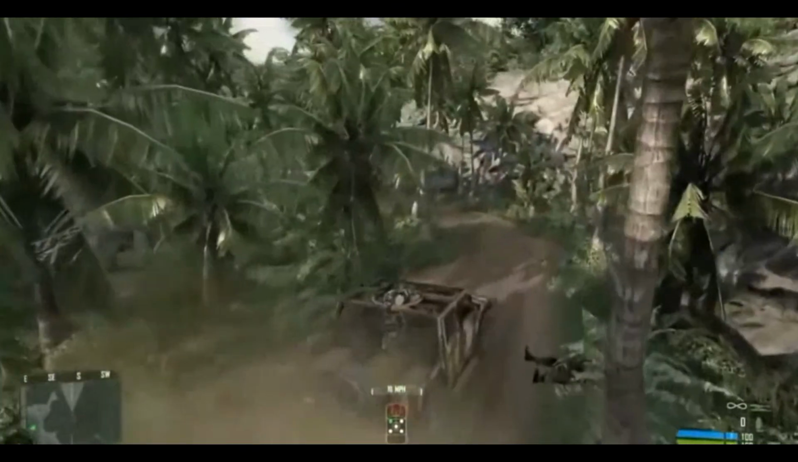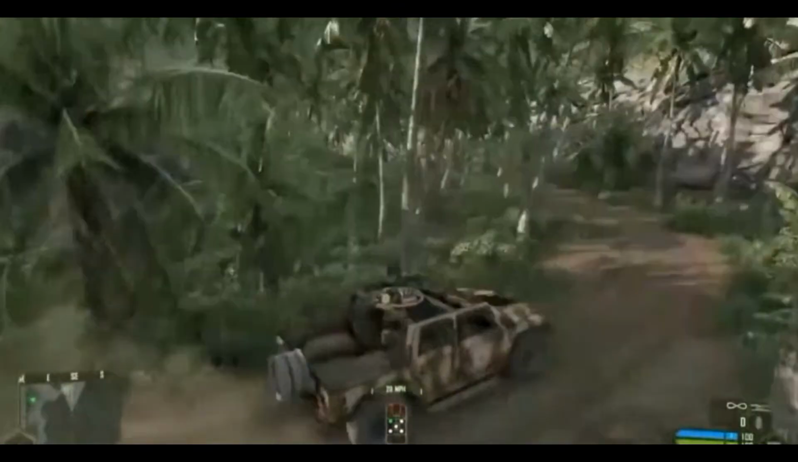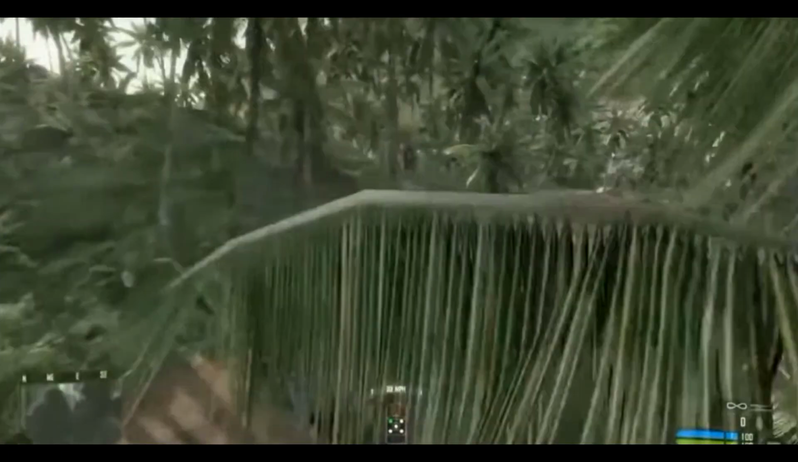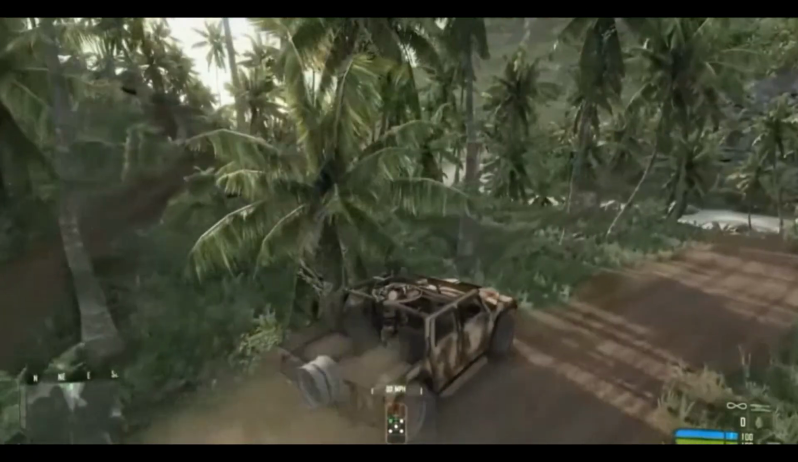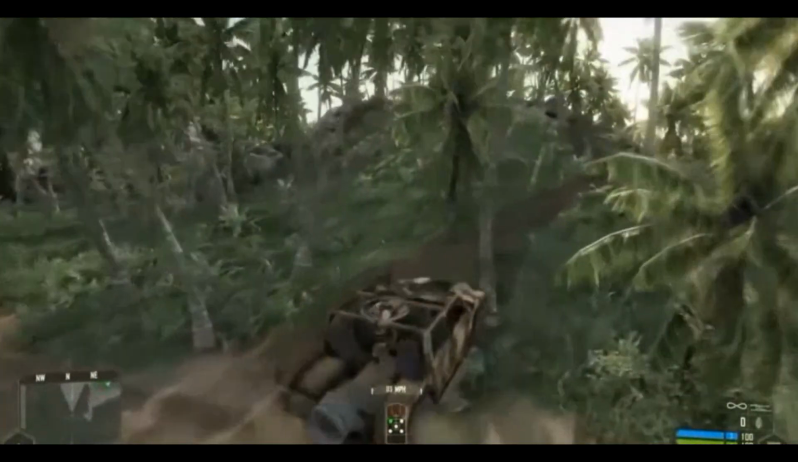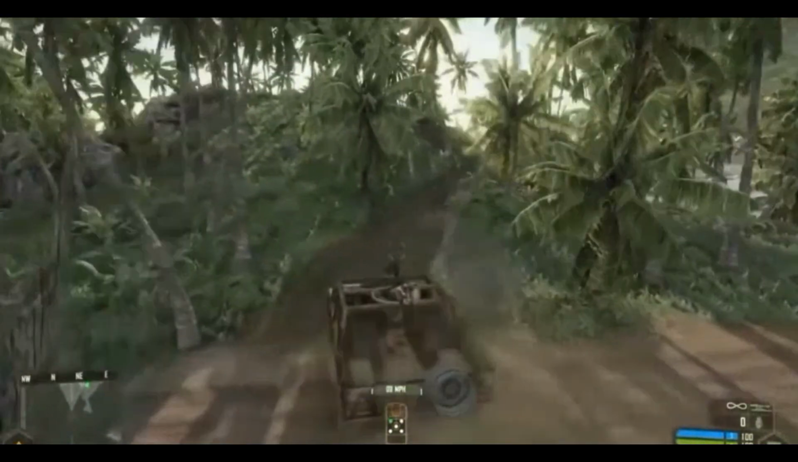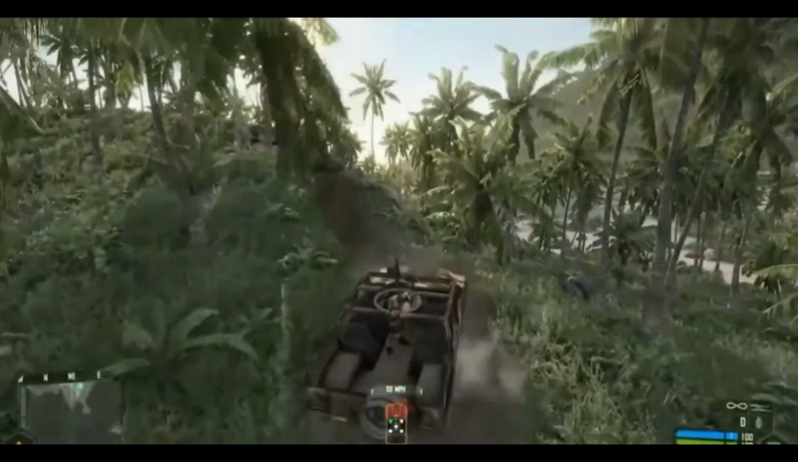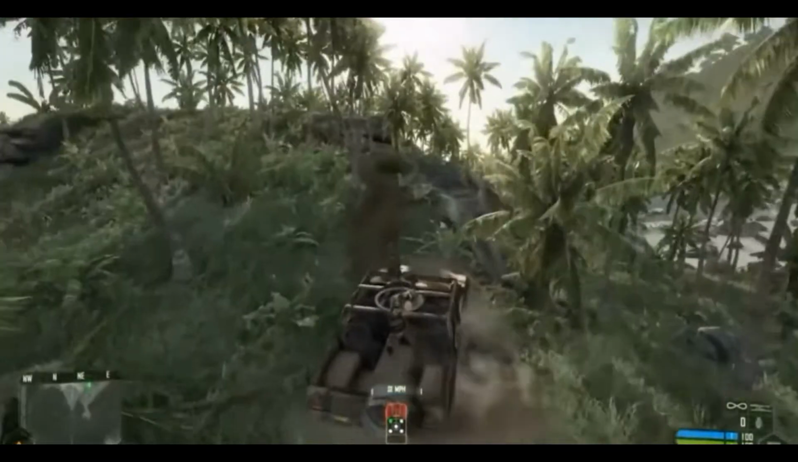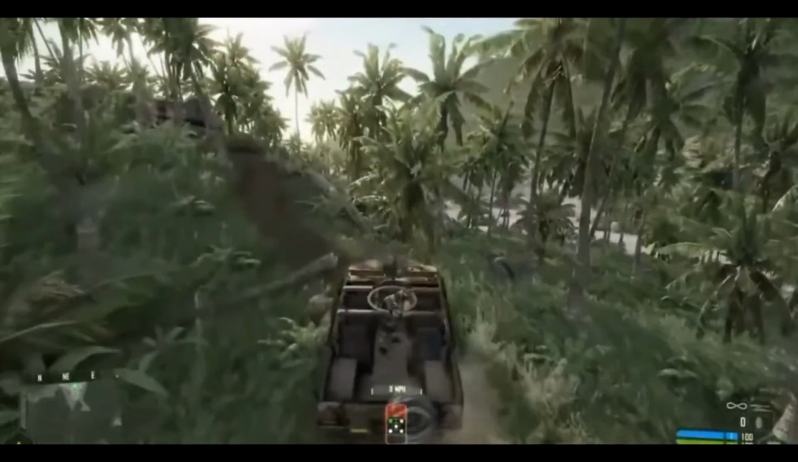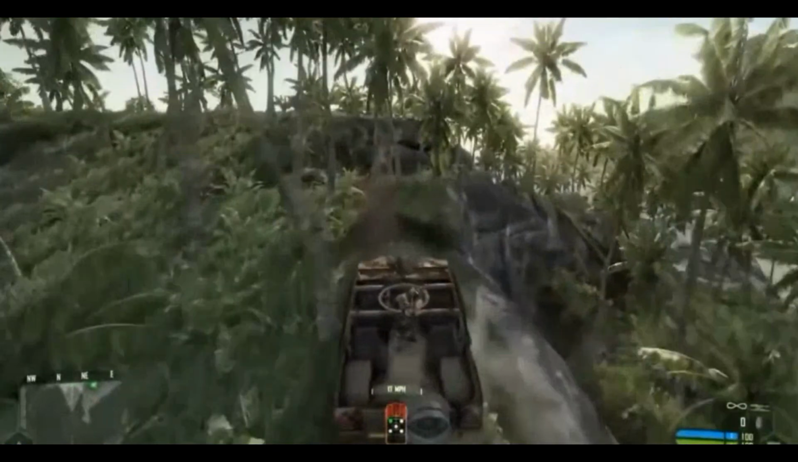After that, some of the developers that helped develop Far Cry went off to develop Crysis because of arguments in the workplace, I guess. And Crysis came out, and their aim was just to smash Far Cry, to make it look better than Far Cry, to make it play better than Far Cry, to make the story better than Far Cry. And in my opinion, I think they succeeded.